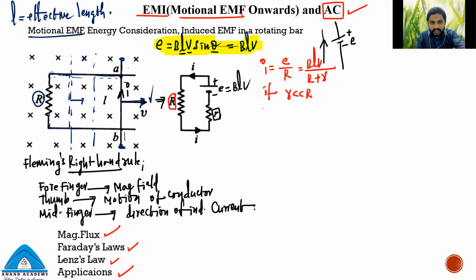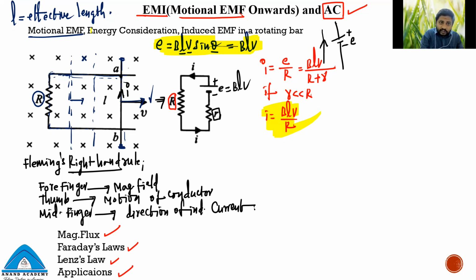So what can I write here? I is equal to B into L into V divided by R. So this is the induced current expression in case of motional EMF. Induced current expression in case of motional EMF.